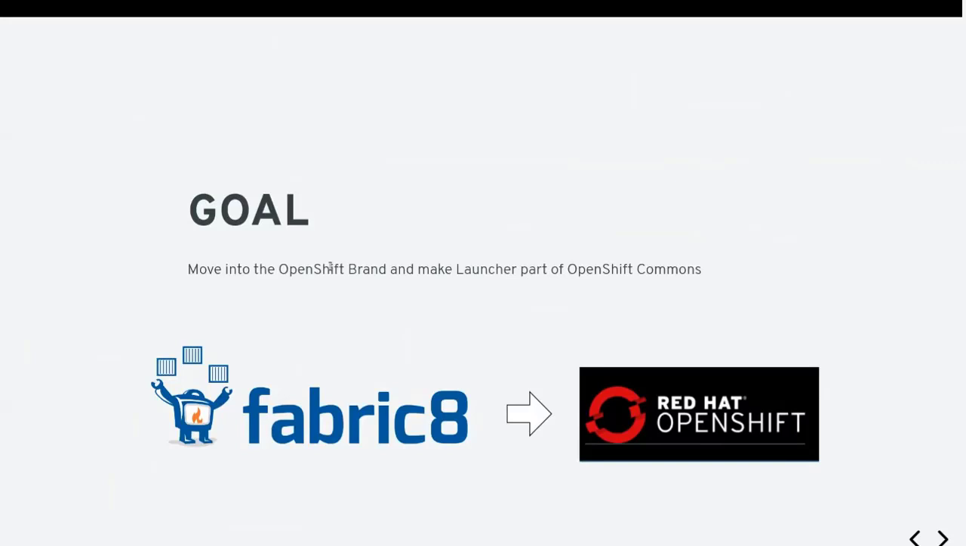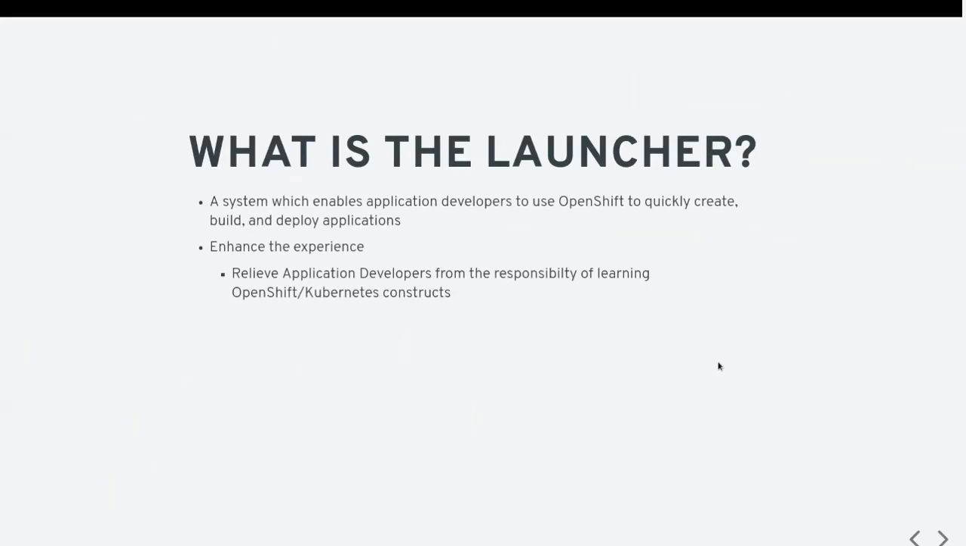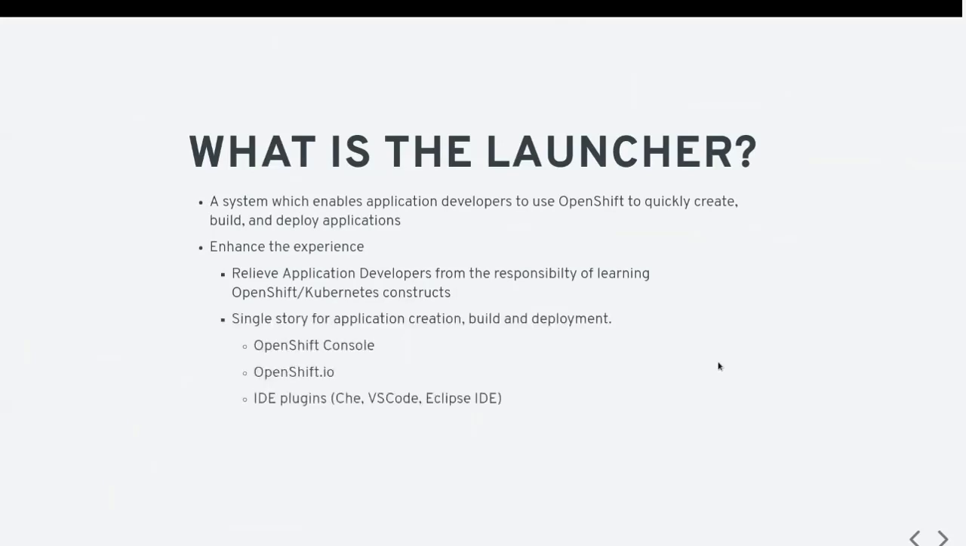With that said, what is the launcher? The launcher is basically a system which enables application developers to use OpenShift to quickly create, build, and deploy applications. The launcher system can also enhance the experience of application developers using OpenShift by relieving them of the responsibility of having to learn OpenShift and Kubernetes constructs. It also provides a single story for application creation, build, and deployment on OpenShift.